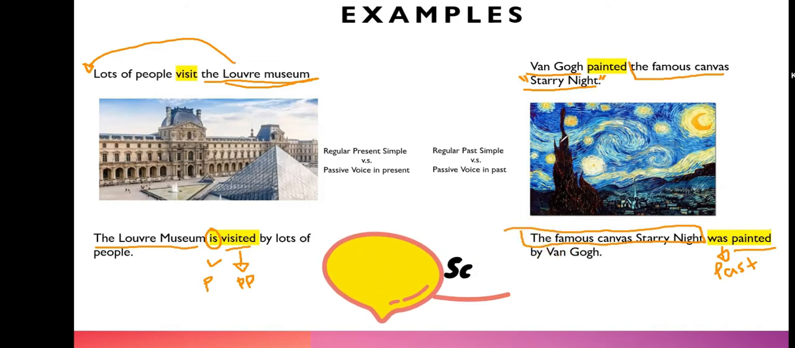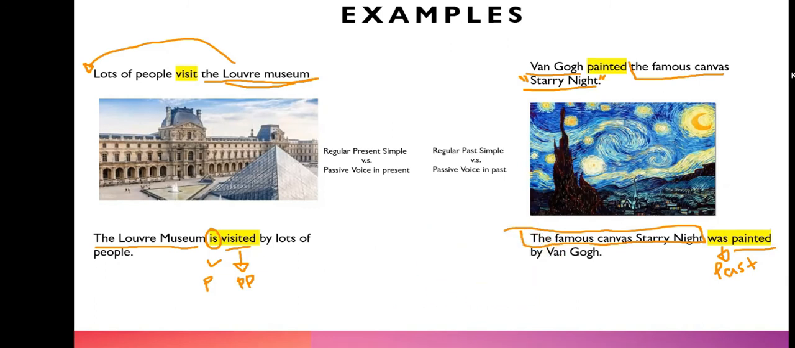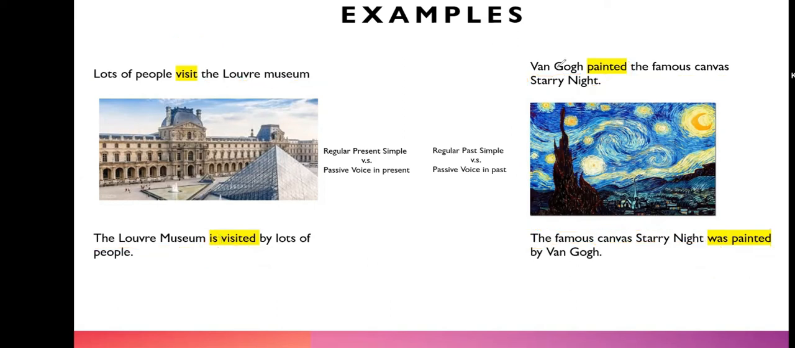Perfect. So any questions up until now? We're going to see an example of future. But is it clearer? Basically, the first thing you need to do is identify the object in an active voice sentence and change it to the beginning, okay? So we're going to practice. Let me just show you. All right, so I'm going to erase everything. And let's go with the next example.